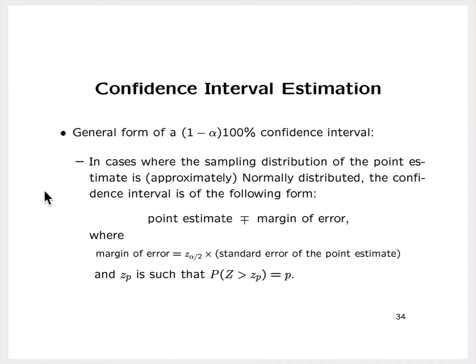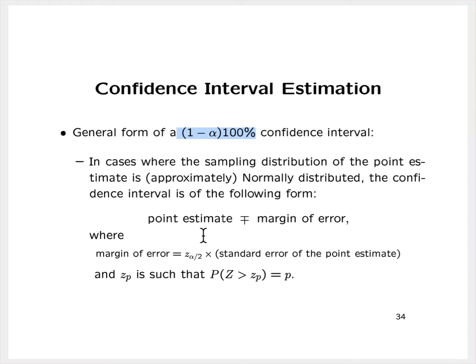Now, the general form of a confidence interval with a confidence coefficient or confidence level, which we will denote by 1 minus alpha times 100%. And so how do we construct a confidence interval, or what is the general form? Well, again, in cases where the sampling distribution of the point estimate is at least approximately normally distributed, the confidence interval is of the following form. And this is just a more mathematical way to represent what I said on the previous slide.